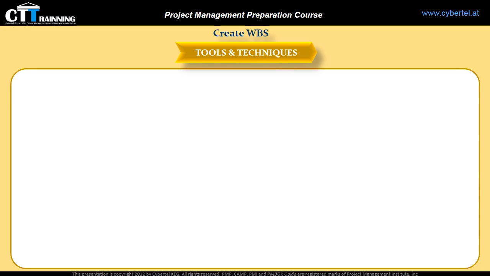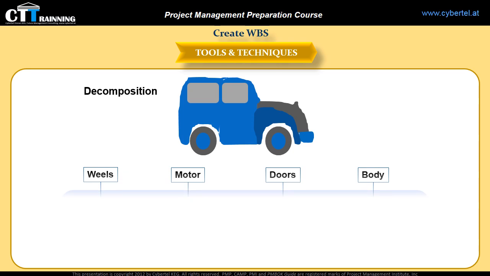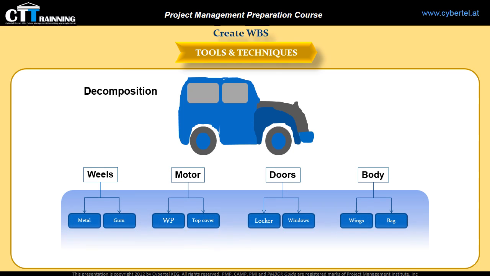Tools and techniques. The major work in creating the work breakdown structure is decomposition. But what is the meaning of decomposition? It is a technique used to subdivide the project scope and project deliverables into smaller, more manageable parts. The lowest level of this dividing is called work packages. The work package is the work defined at the lowest level of the WBS, for which cost and duration can be estimated and managed.